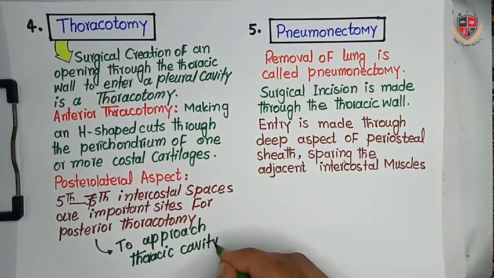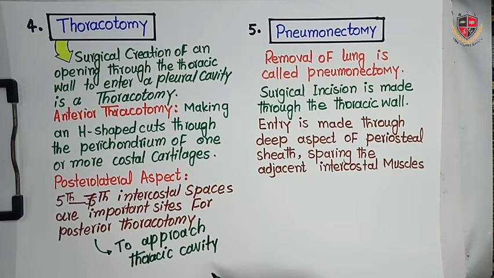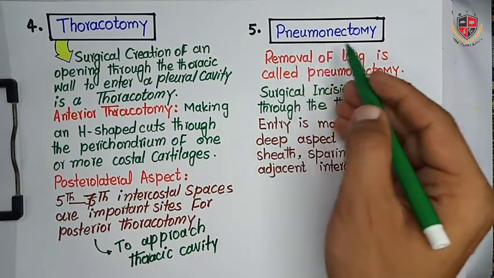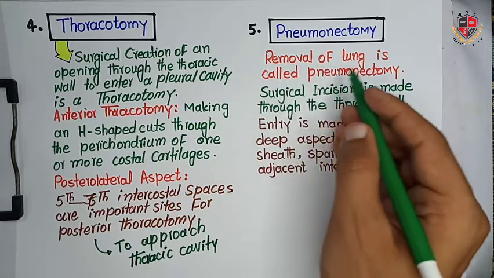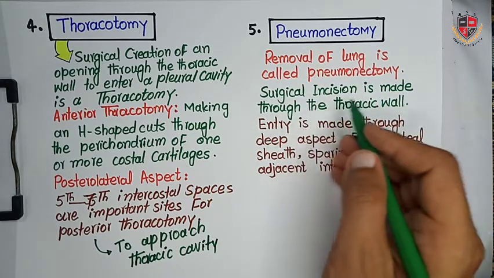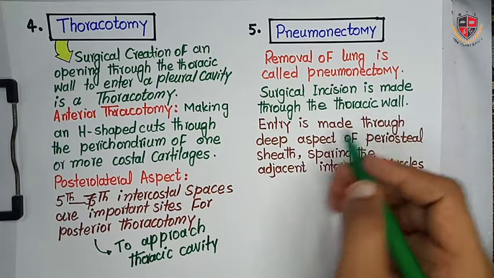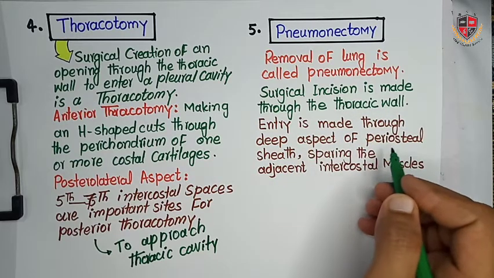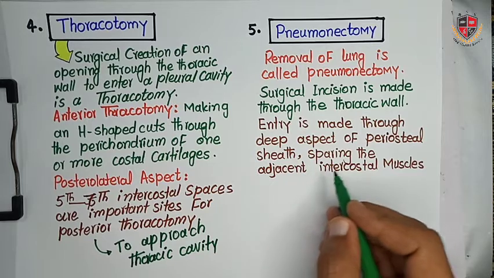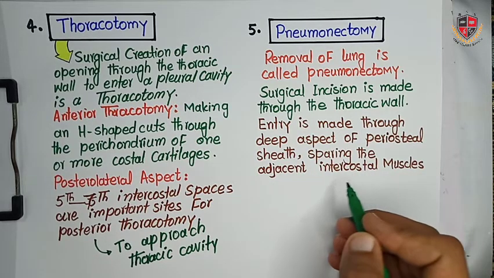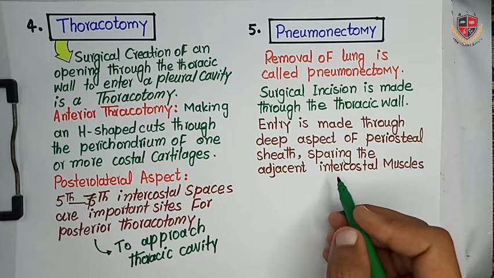Thoracotomy is done to approach the thoracic cavity. Now the next clinical is pneumonectomy. The removal of a lung is called pneumonectomy. The surgical incision is made through the thoracic wall. Entry is made through the deep aspect of the periosteal sheath, sparing the adjacent intercostal muscles, to get entry into the thoracic cavity.